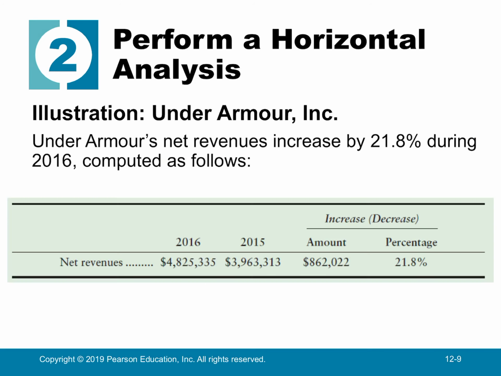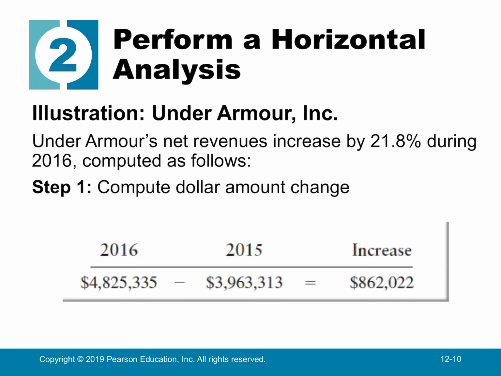Here's Under Armour's revenues from 2015 to 2016. In 2015, they were 3,963,313. In 2016, they were 4,825,335. What is that change? That change is an increase of 862,022. What is that as a percentage? It's 21.8%.